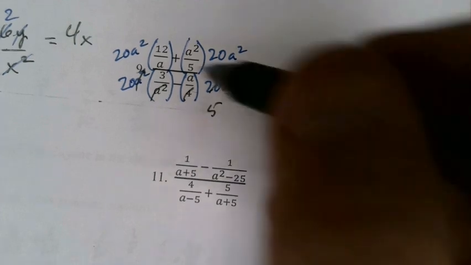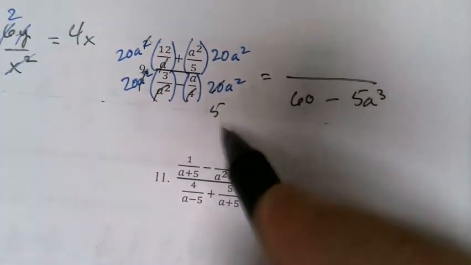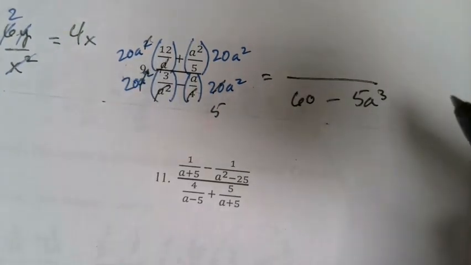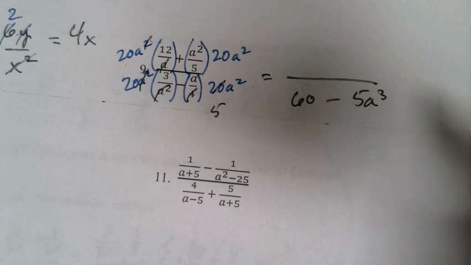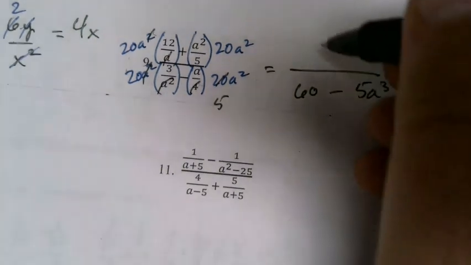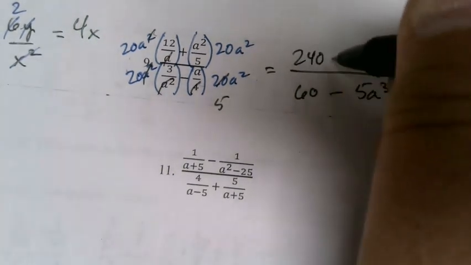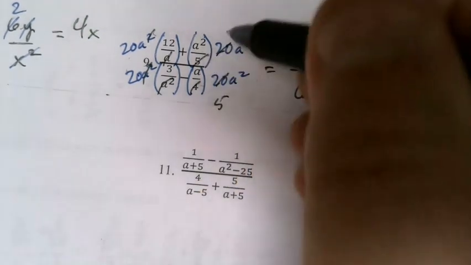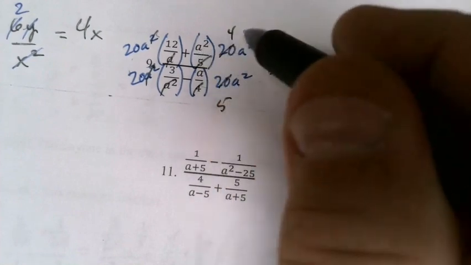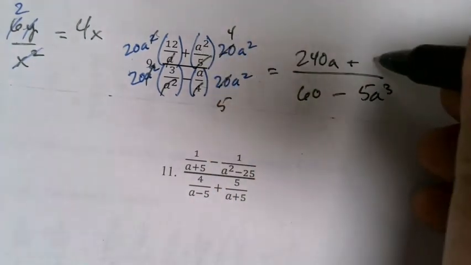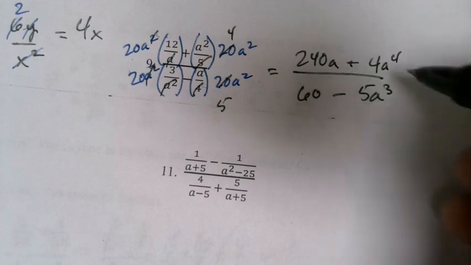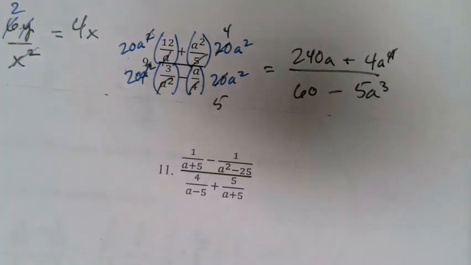Okay. Now, on the top, this a gets canceled by one of these, and I have 20a times 12. Okay, 20 times 12. What's 20 times 12? 240. So I've got 240a plus 20 divided by 5, that's 4. And a squared times 4a squared is plus 4a to the 4th.